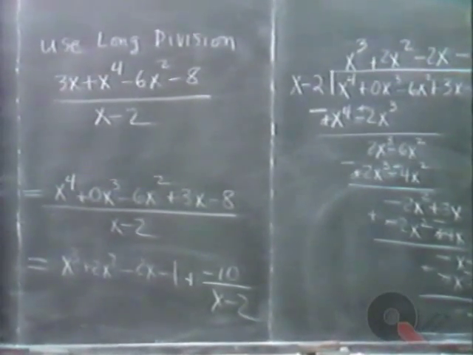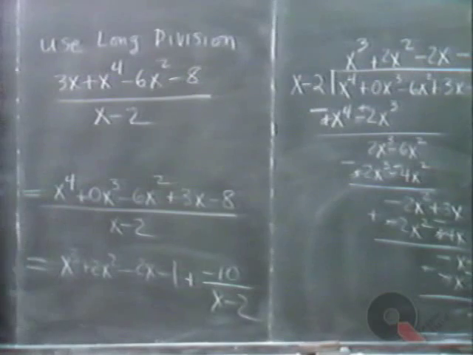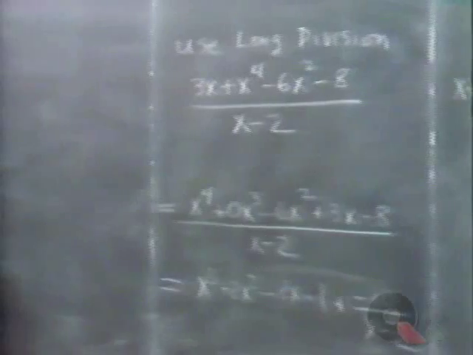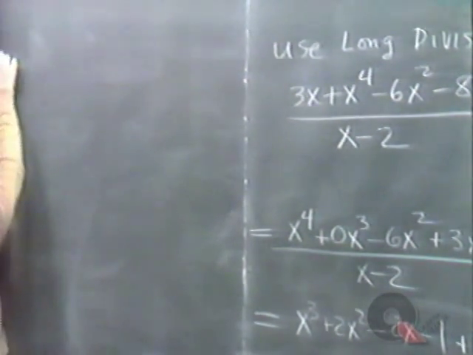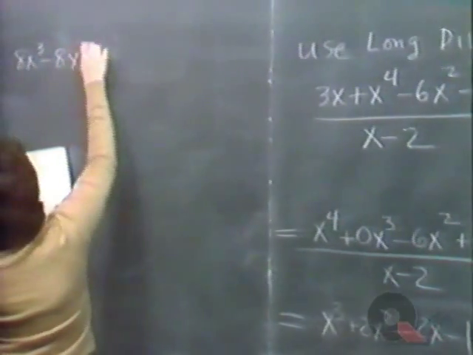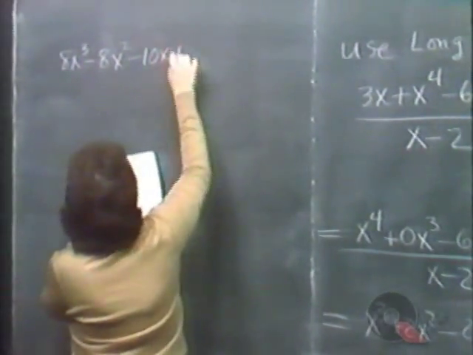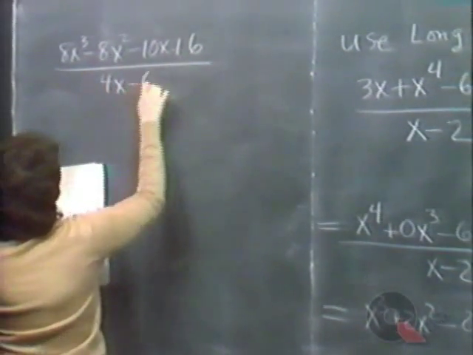Okay, let's try one more long division problem, and that'll be the end of it for this tape. If you want to try this problem on your own, you can shut off the videotape machine after I give you the problem and tune it back on after you have worked it out. 8x cubed minus 8x squared minus 10x plus 6 over 4x minus 6.